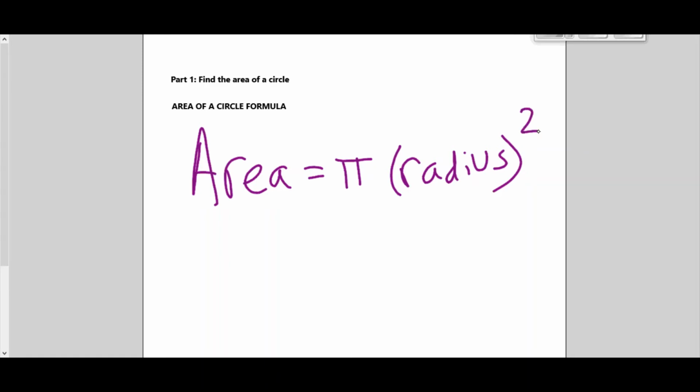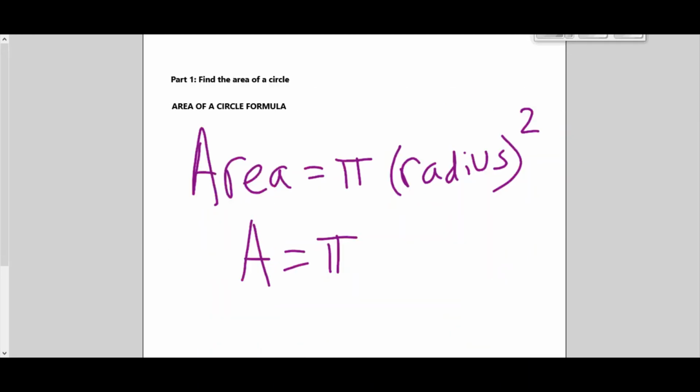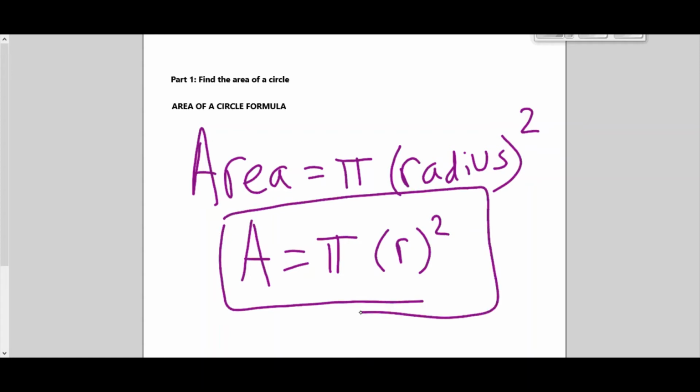But we can write this in short notation. Remember, anytime we're talking about area, we can always use the letter A, equals pi. And then remember, we can shorten radius. What did we use on the last slide? We used r to represent radius right here. So we're going to put that over here. So we're going to say pi times r squared. This is how you find the area of any circle. It is pi r squared.